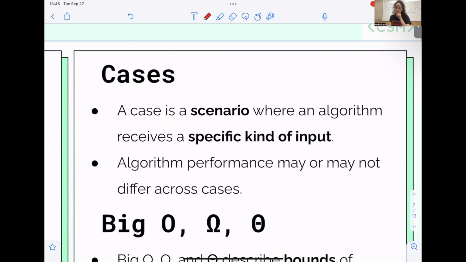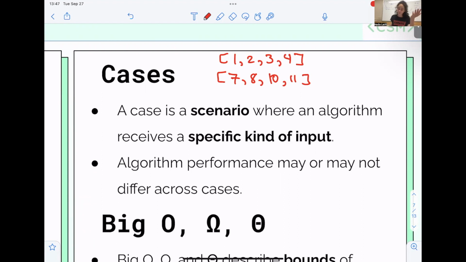Okay, so the best case, let's say that we had a sorting algorithm. The best case would be when I receive input that is sorted, right? I don't have to even do any sorting, right? I just maybe have to check and see if it's already sorted, right?